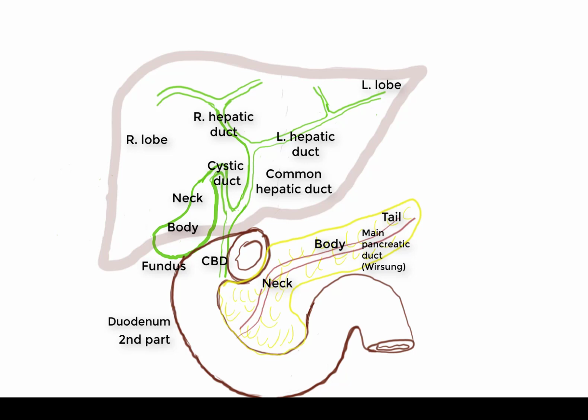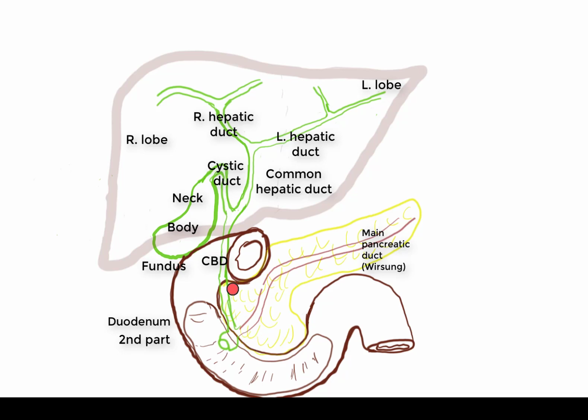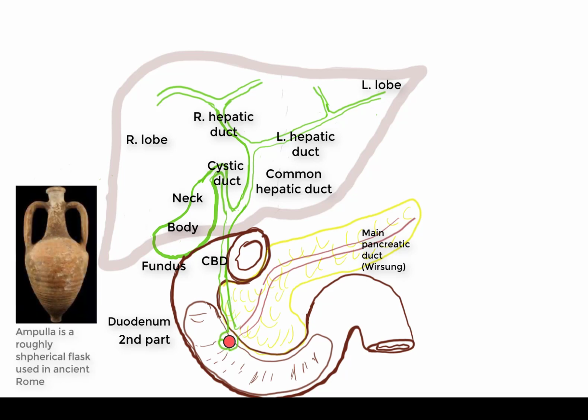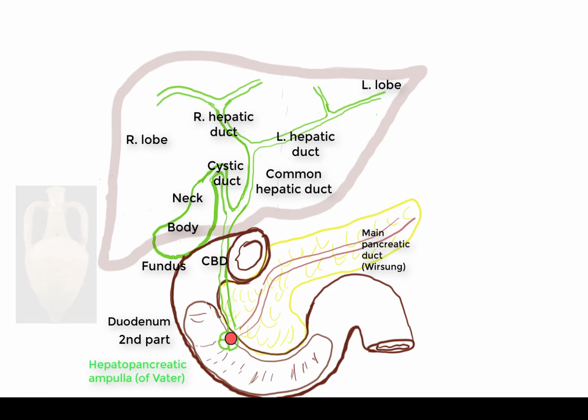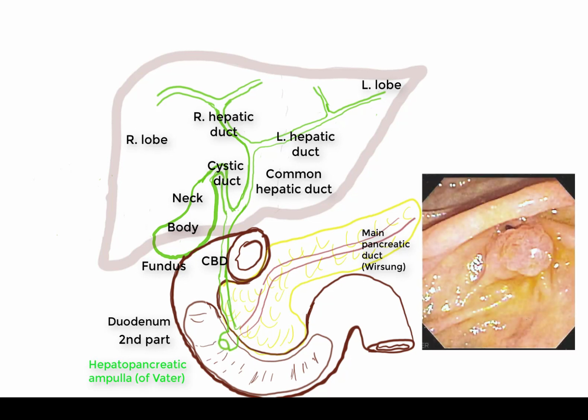Now let's make an opening into the second part of the duodenum, and you can see the continuity. The common bile duct is going to join the main pancreatic duct to form a dilated area called the ampulla. Ampulla means dilatation. So this is called the hepatopancreatic ampulla of Vater. It opens on the middle of the medial aspect of the second part of the duodenum at a small papilla, a projection into the inside of the duodenum.